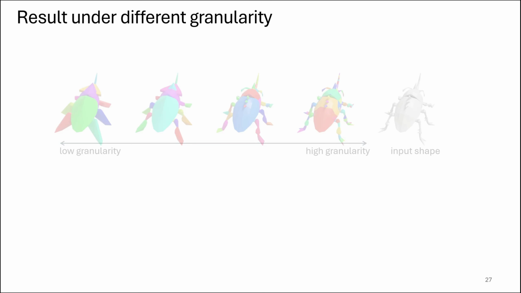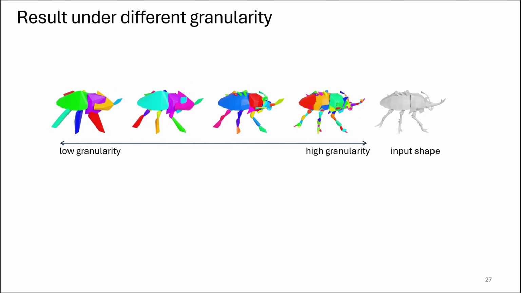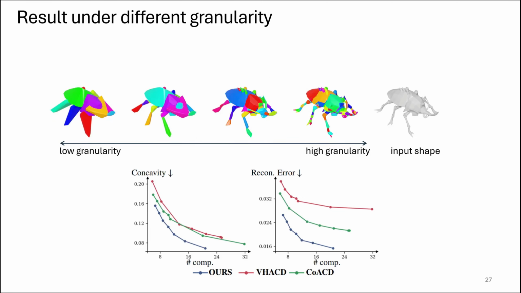By adjusting the clustering method, our method can generate decompositions at various granularity levels, all from the same feature field, and our method outperforms baselines at all granularity levels.